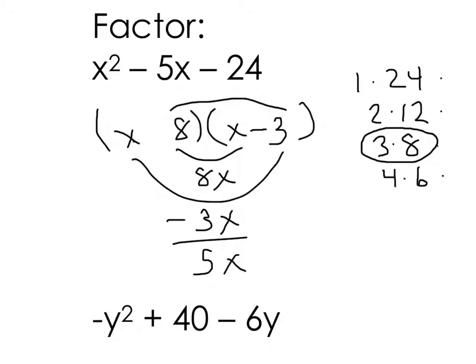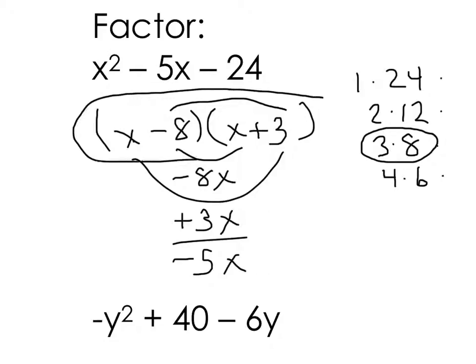Let's try making it a minus 8x and a plus 3x. What does that do for us? Well, it gives us minus 8x in the middle, plus 3x on the outside, minus 5x. So that's it. That's our answer right here. x minus 8 times x plus 3.